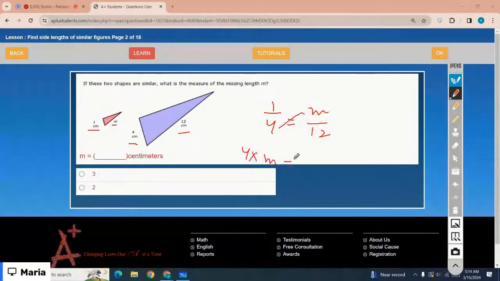4 times M equals 12 times 1. 4 times M is 4M and 12 times 1 is 12. Divide both sides by 4. 4 and 4 cancel out. You are left with 12 divided by 4, which is 3. The correct option is 3. M is 3. Measure means the length of this side.